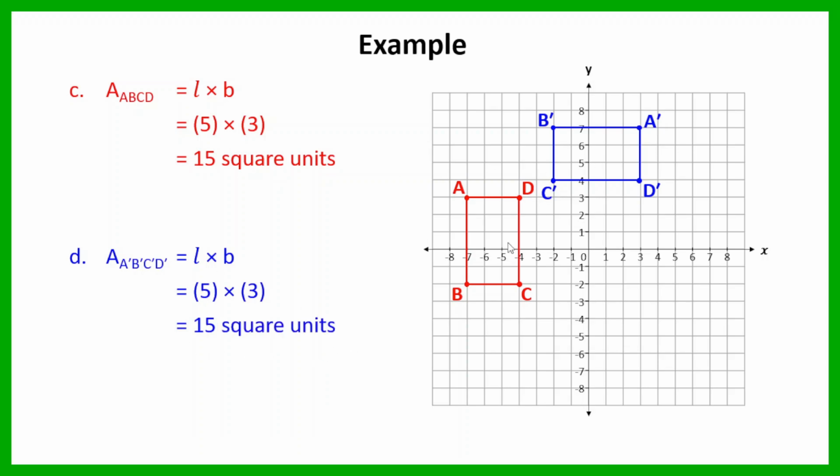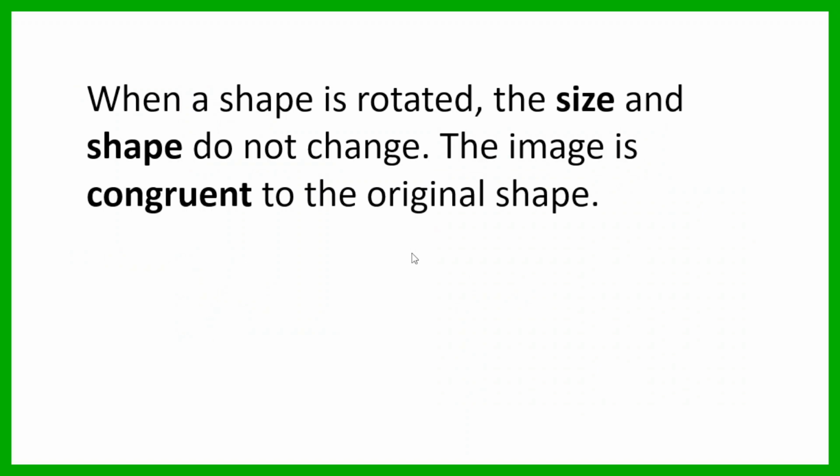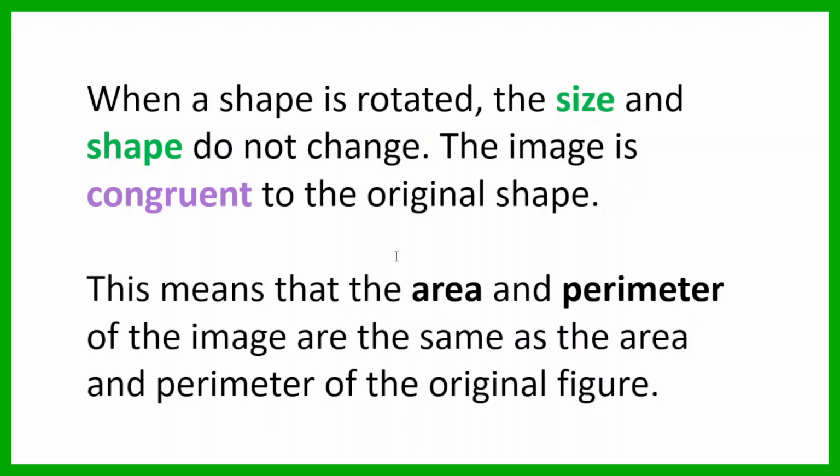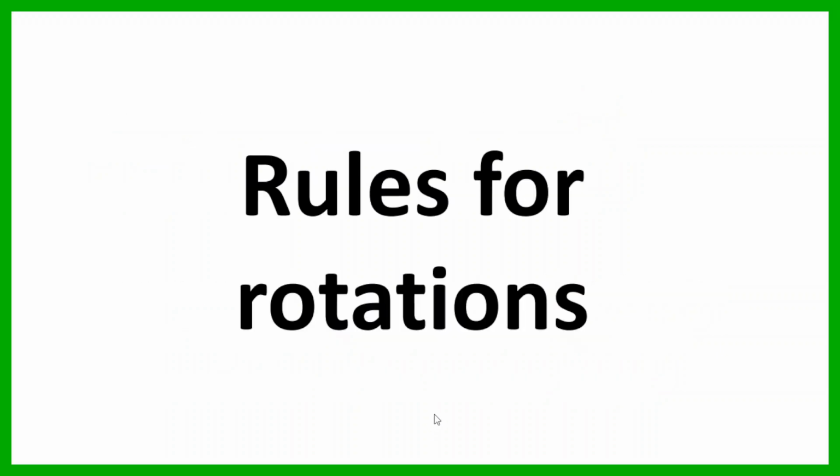So the area of both rectangles is the same, the area of the original rectangle and the image of ABCD after the rotation. When a shape is rotated, the size and shape do not change. The image is congruent to the original shape. Remember, congruent means that it's the exact same shape. It has the same size, it has the same shape. It can be in a different position, but the size and shape do not change. This means that the area and perimeter of the image are the same as the area and perimeter of the original figure. Now let's have a look at the rules for rotations.